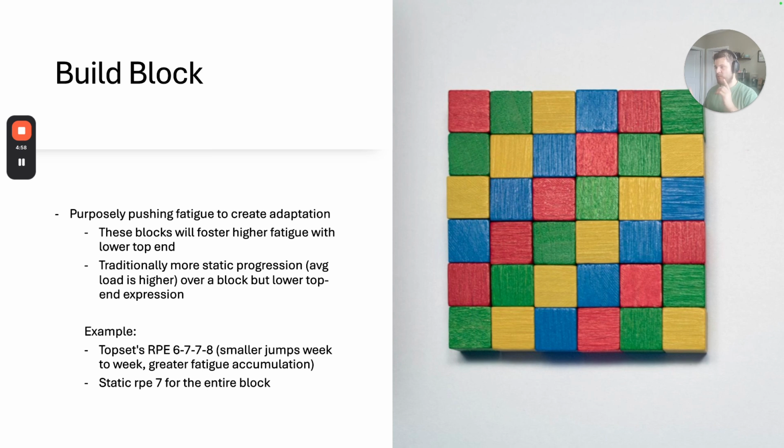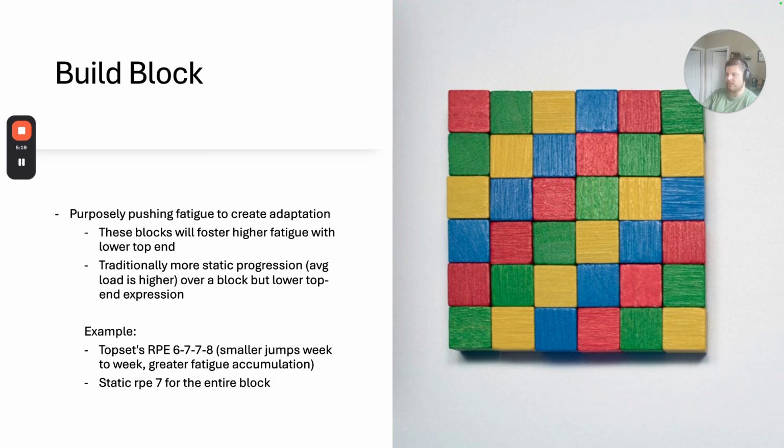For example, we have a top set, we'll go RP 6, 7, 7, 8. You're probably going to have smaller week to week jumps with greater fatigue accumulation. But if you compare that to an expression block, we have these big jumps week to week. You'll notice the average load taken for those build blocks might equate an expression block, but instead we're able to accumulate some good quality work, right?